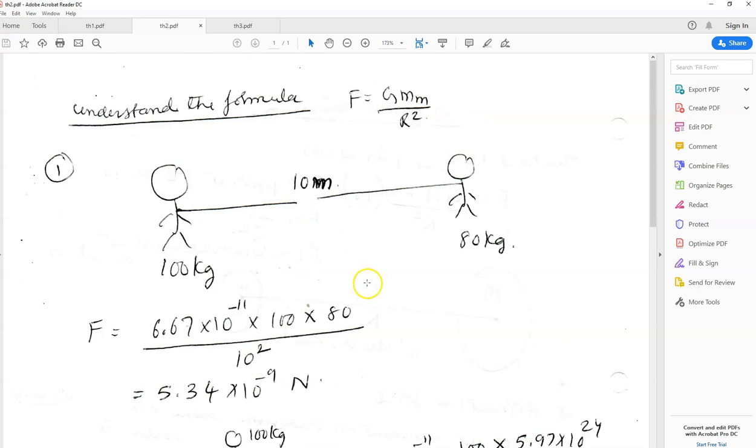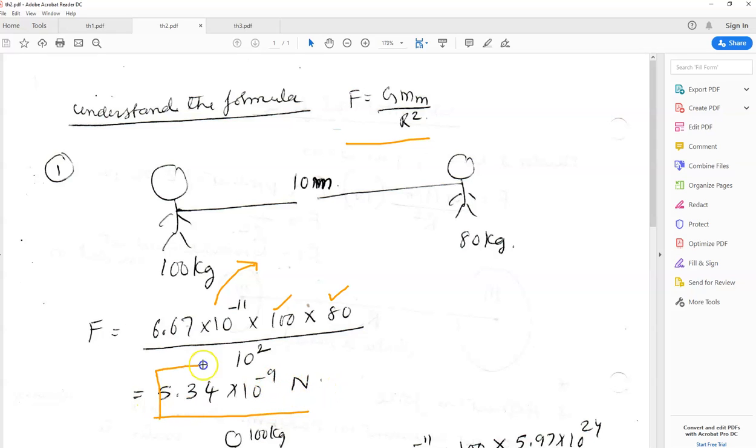I've got an example here. I've got two humans with masses of 100 kg and 80 kg, and they're separated by a distance of 10 meters. We are going to find out the force of attraction between these two people. Just apply this formula. Substitute the value of G, which is given in the formula book, the value of the first mass, the value of the second mass, divided by the distance squared. You'll end up getting the force is 5.34 times 10 to the power of minus 9 Newton.